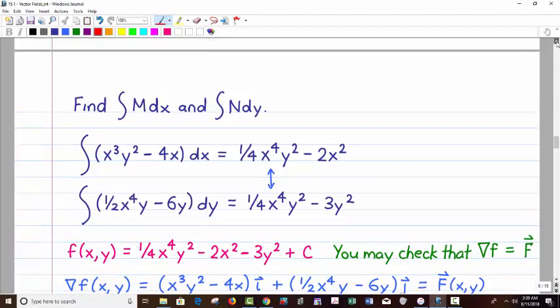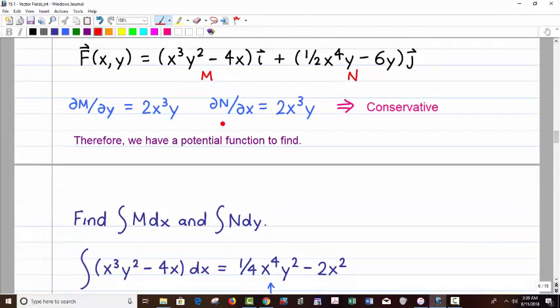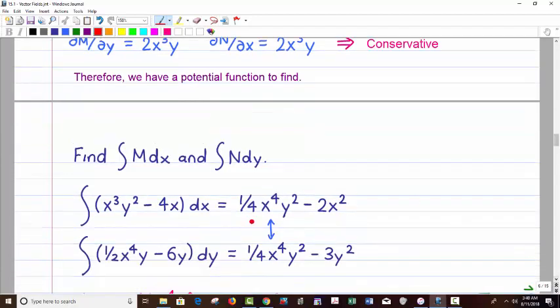So let's see what we have here. Let me scroll back up here, see if I can get all this in the picture. Okay, well anyway, I wrote it. So there's your M component right here, and the one below it will be the N component, so you can see it. So the antiderivative with respect to x of x cubed will be 1/4 x to the 4th y squared, minus the antiderivative of this, which is 2x squared.